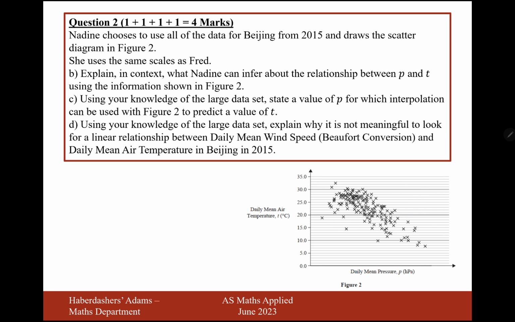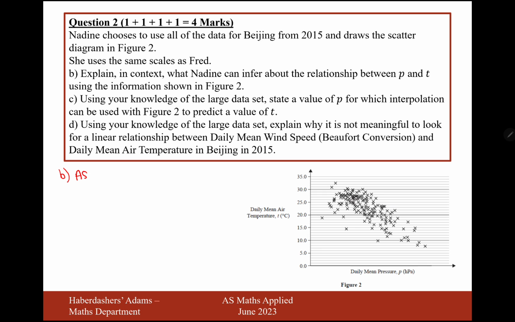Right, let's move on to part B now. Nadine chooses to use all of the data for Beijing from 2015 and draws the scatter diagram in figure 2. She uses the same scales as Fred. Explain why in context what Nadine can infer about the relationship between P and T using the information shown in figure 2. Well, it seems to be that as daily mean pressure goes up, the air temperature goes down.